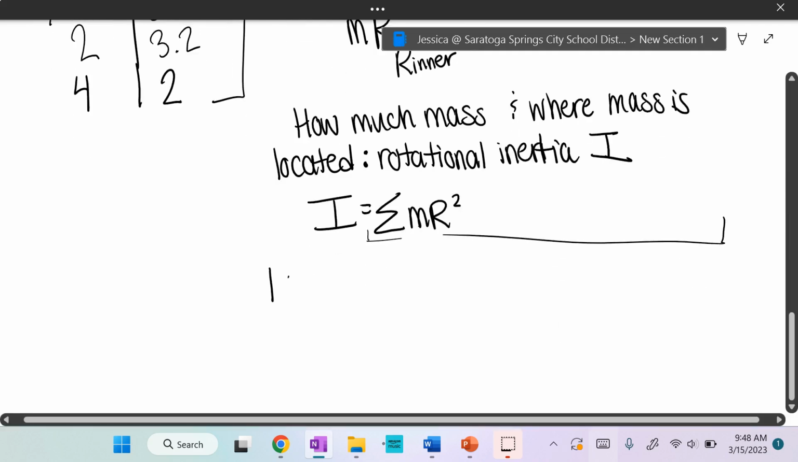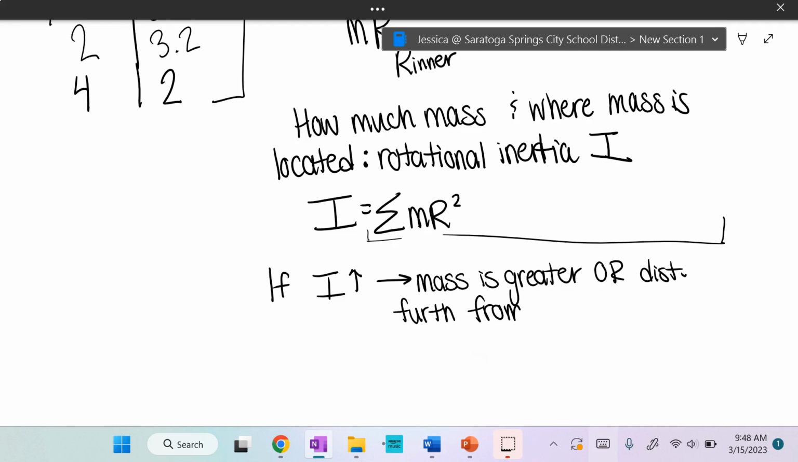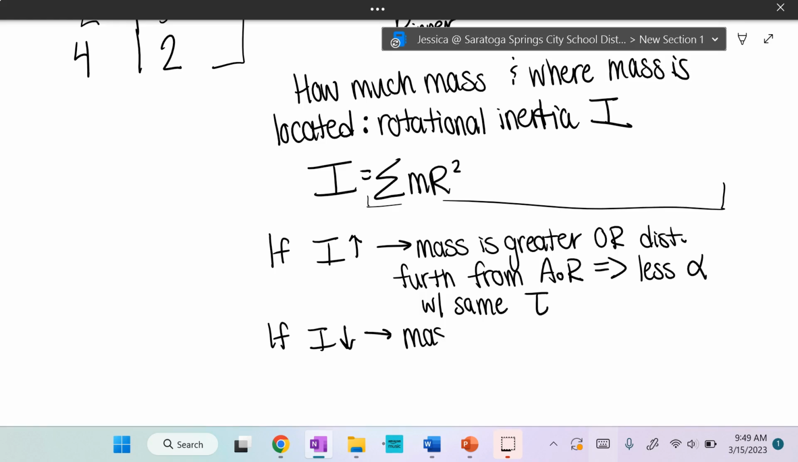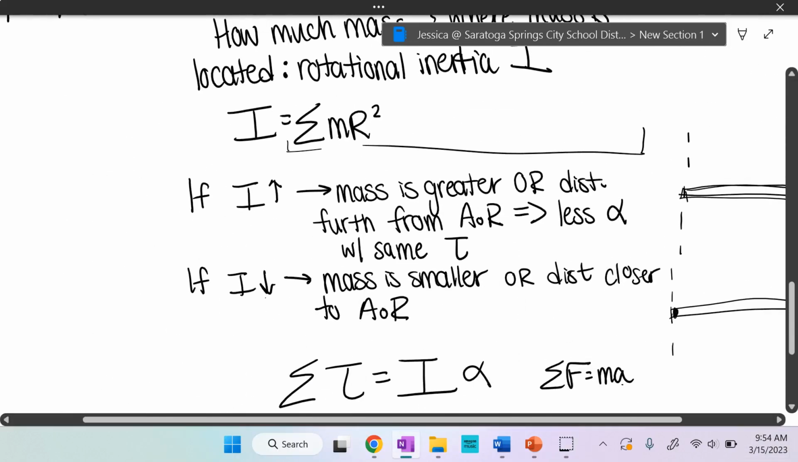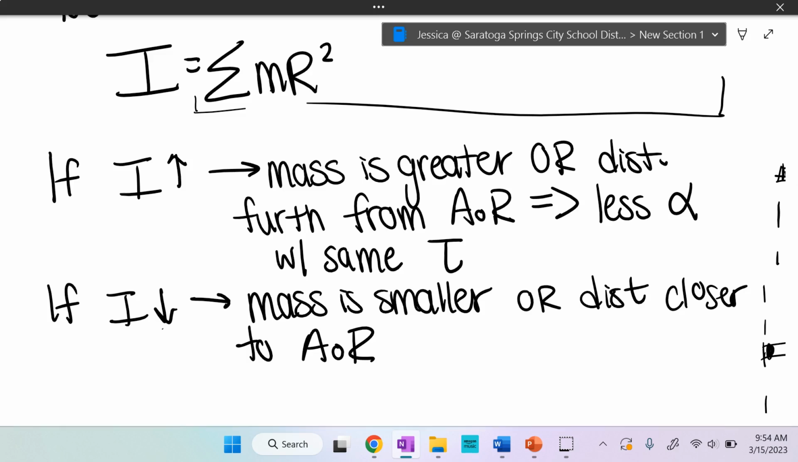But what we need to recognize is that if I increases, what that means is that the mass is greater or distributed further from the axis of rotation, meaning it's towards the outside. And that's going to lead to less angular acceleration with the same torque. But if I decreases, that means the mass is smaller or distributed closer to the axis of rotation.